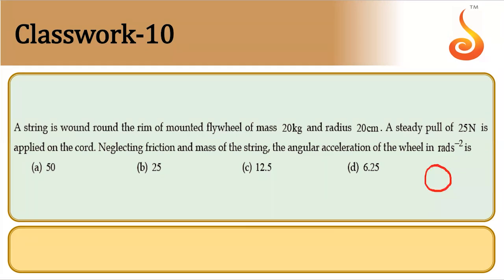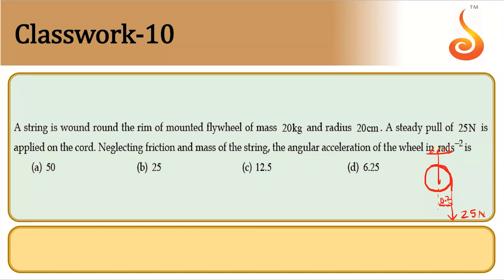So there is a wheel which is mounted by a support. A string is wound over this and a weight is added to it. 25 Newton force is applied. The radius is given, it is 20 centimeter. So this distance is 0.2 meter. 20 centimeter means 0.2 meter. This is what they have given.